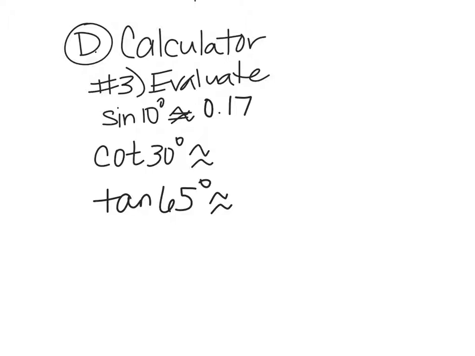0.17. Let me see. How many decimals do they want you to round to? Do you know? We don't usually do decimals a lot. It looks like they have 3 decimal places. So let's just go to 3. 174.